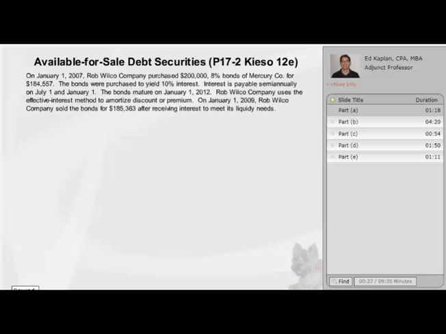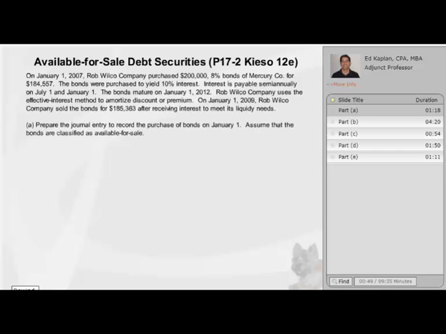Rob Wilco Company uses the effective interest method to amortize discount or premium. On January 1st, 2009, Rob Wilco Company sold the bonds for $185,363 after receiving interest to meet its liquidity needs. And I see liquidity is spelled incorrectly, so assume it's spelled correctly.